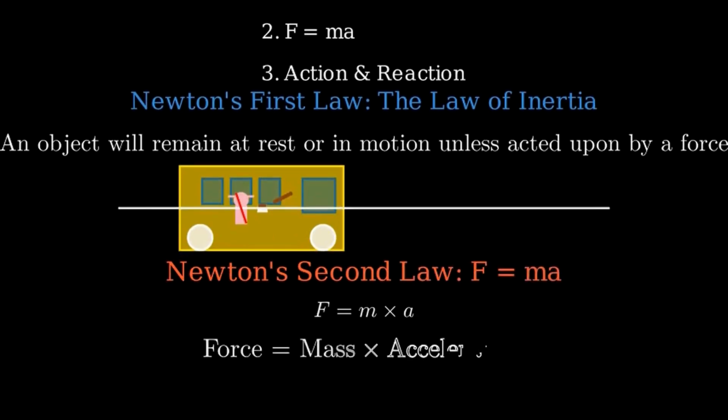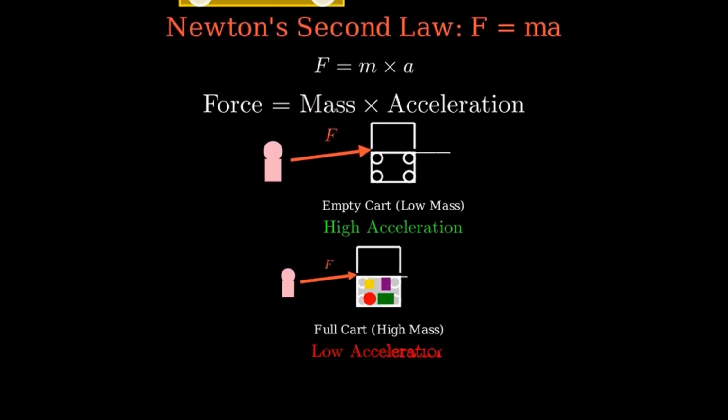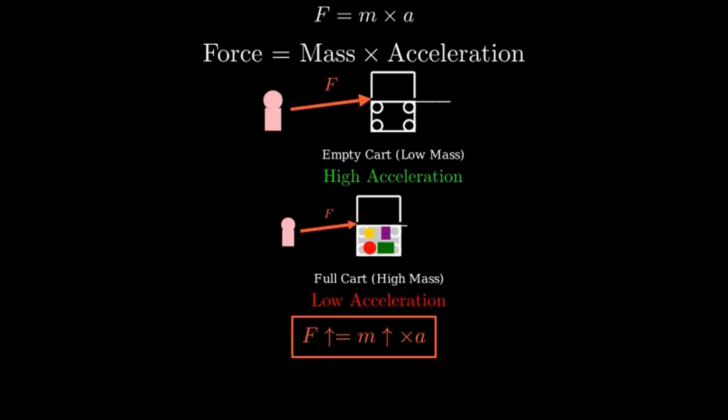Newton's second law states that the acceleration of an object depends on the force applied to it and its mass. This is represented by the famous equation: force equals mass times acceleration, or F equals ma. Let's think about pushing shopping carts at the grocery store. If you've ever pushed both empty and full carts, you know there's a big difference.